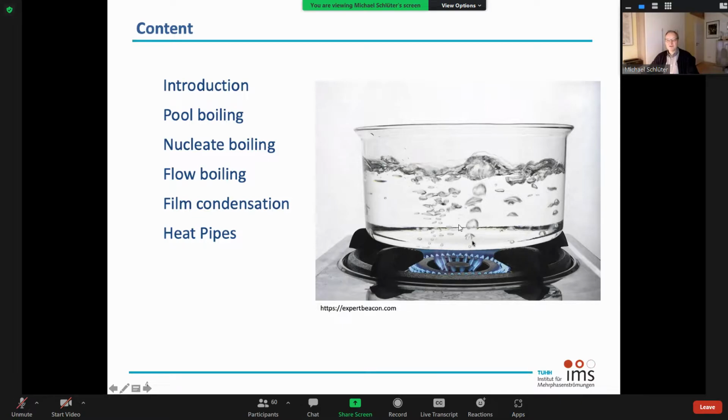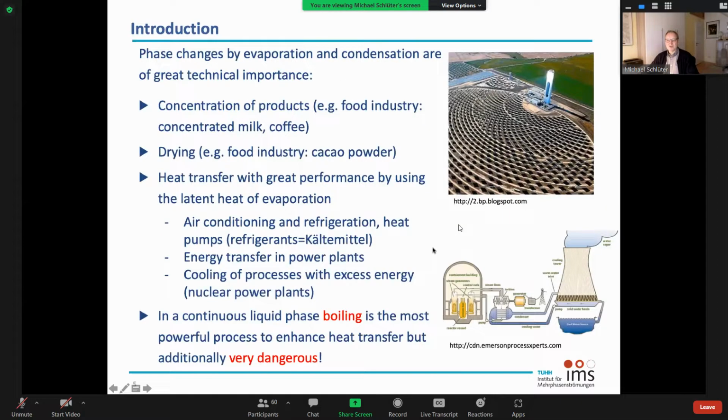But how can we describe this boiling process more in detail? So first of all, for the introduction, of course, it's very important to know more about boiling processes, because in industry, usually this evaporation and condensation is used for heat transfer very, very often. And the reason is that if we have only heat transfer without any phase change, then we only have the heat capacity of the fluid that can be used to transfer the heat.